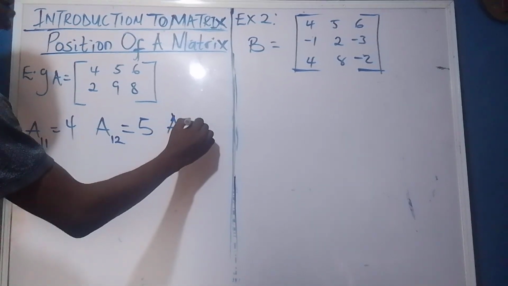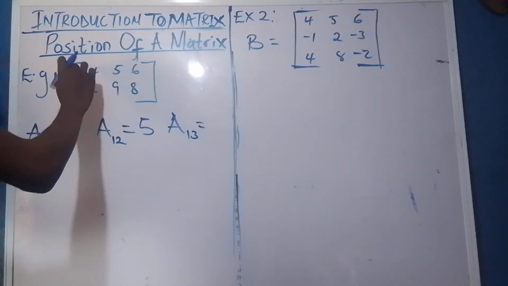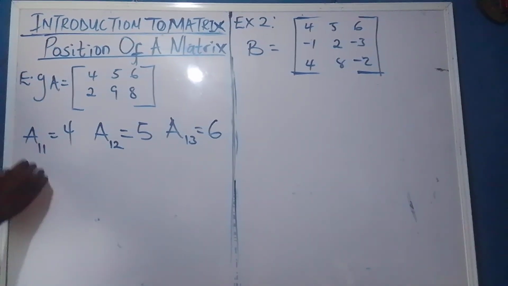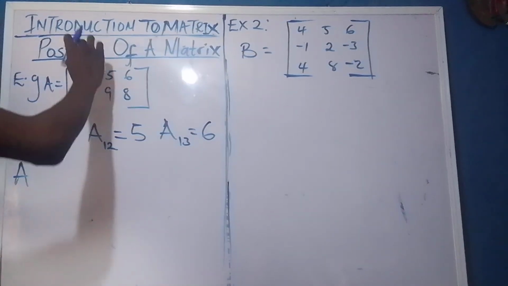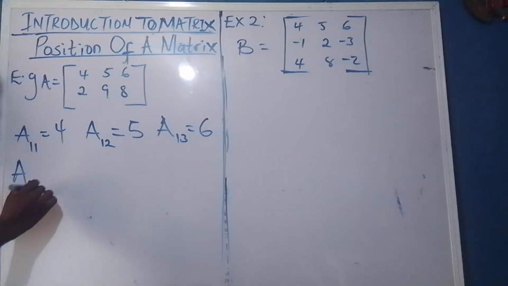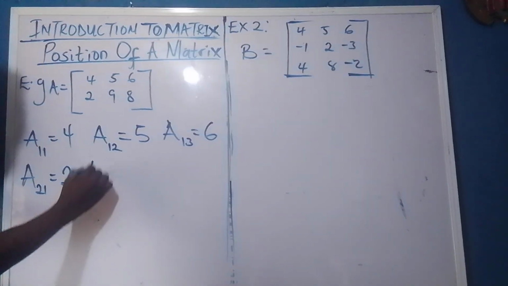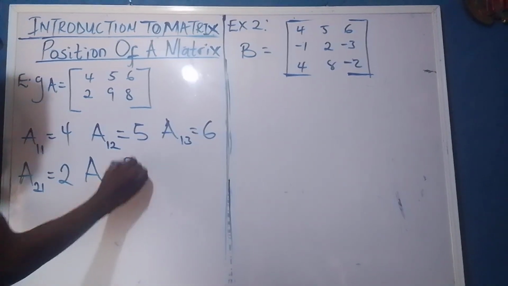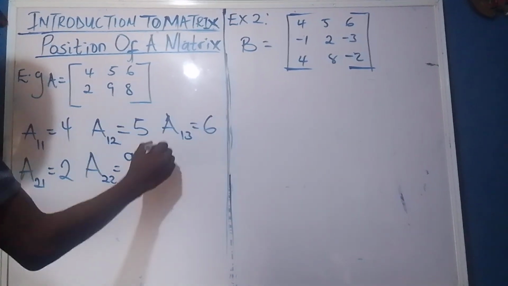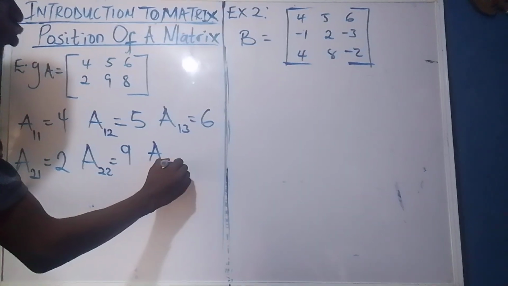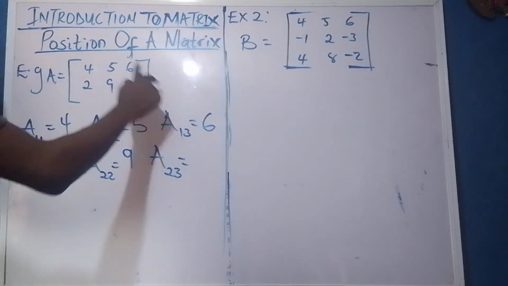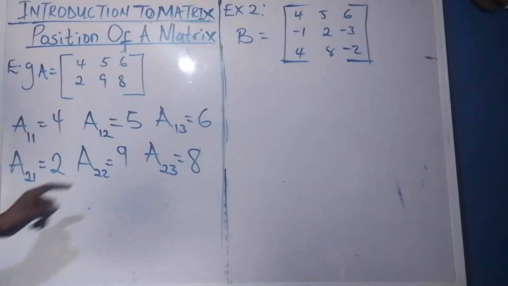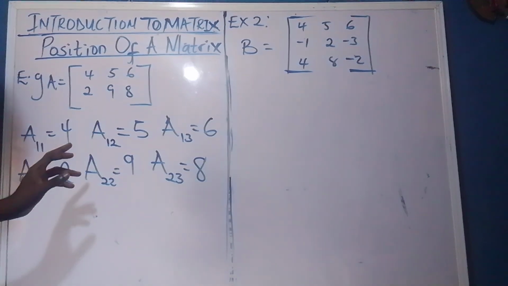Then row 1 column 3 for 6, because 6 is in row 1 column 3. That's where 6 is. Then 2 is in row 2 column 1. Row 2 column 1. That's where you find 2. Then 9 is in row 2 column 2. That's where 9 is found. And then 8 is in row 2 column 3. So row 2 column 3. That's where we find 8. So all these values that I am writing here is what we call position of a matrix.